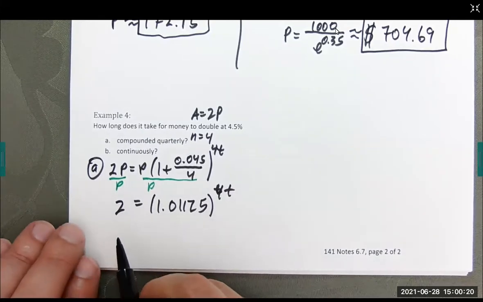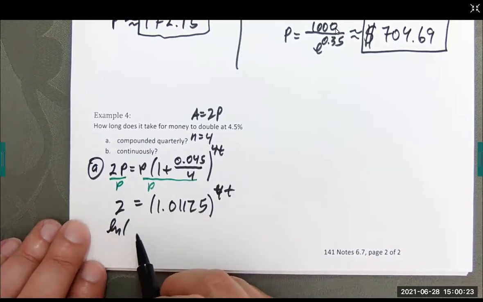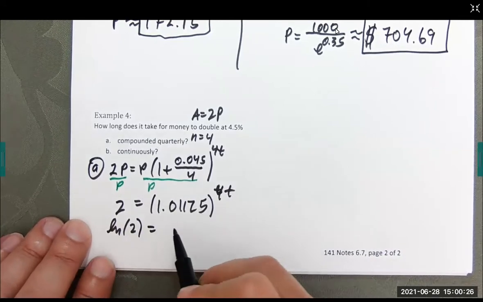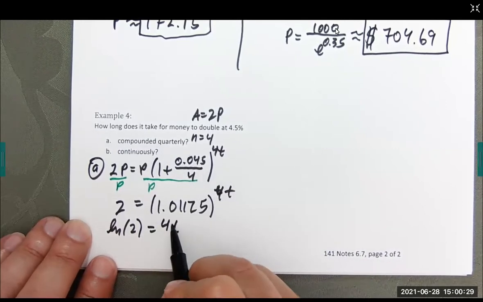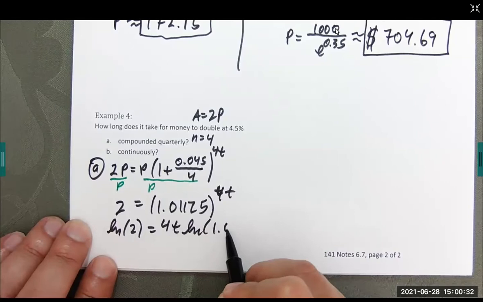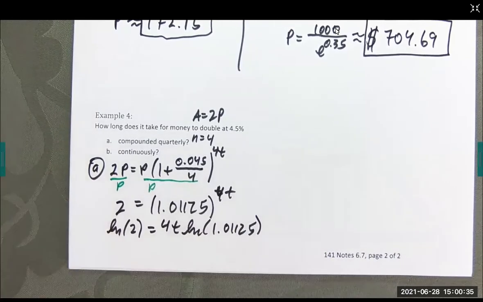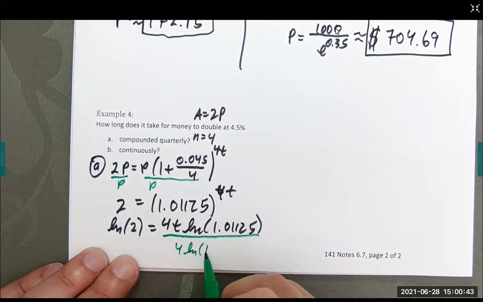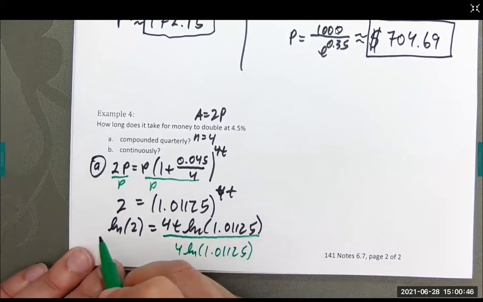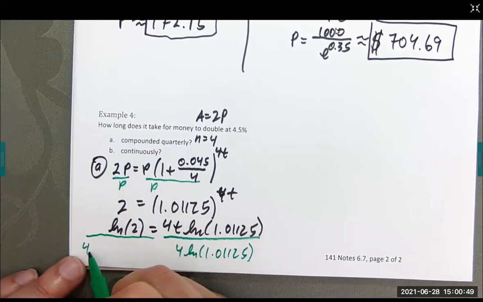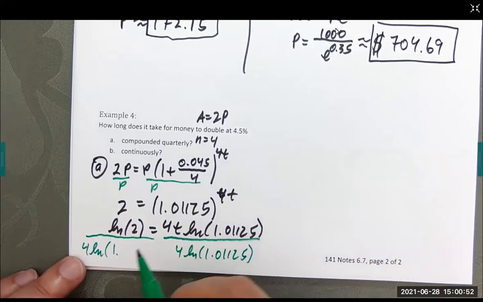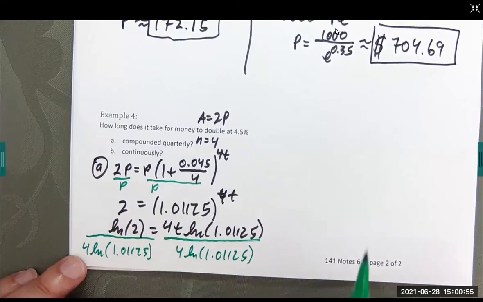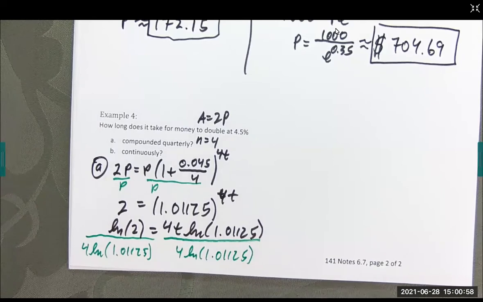So I'm going to do ln. You can do common log, doesn't matter. And when I do the log, that gets to come down: 4t ln of 1.01125. And I'm going to divide both sides by all of this, which is 4 times ln of 1.01125, giving me that t is going to be that.